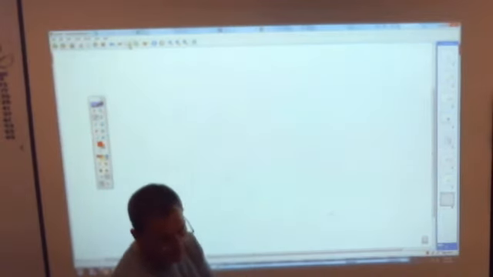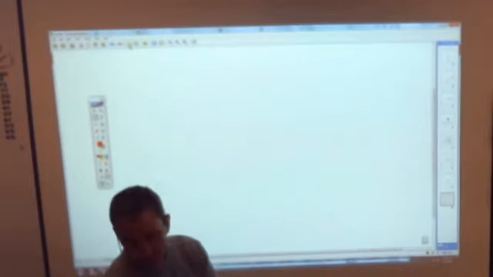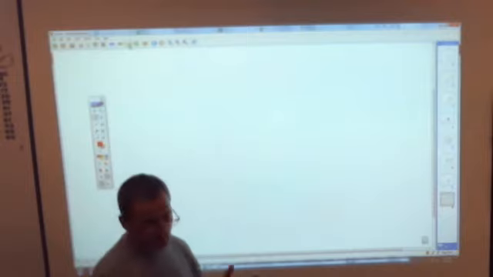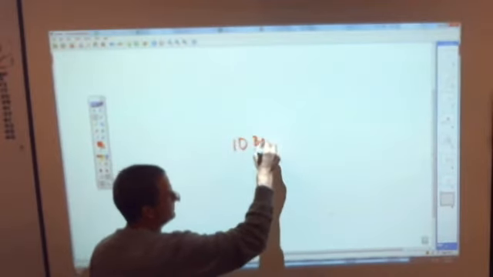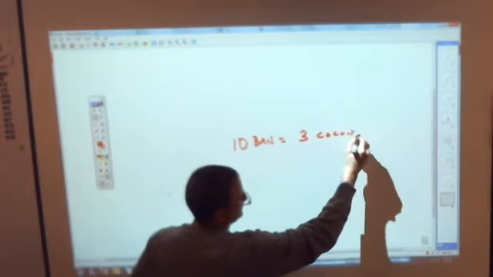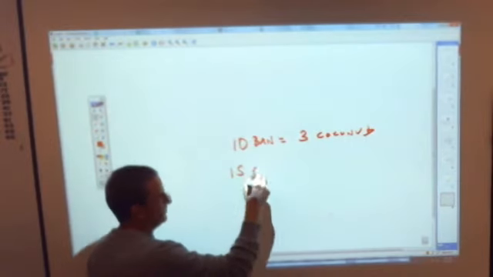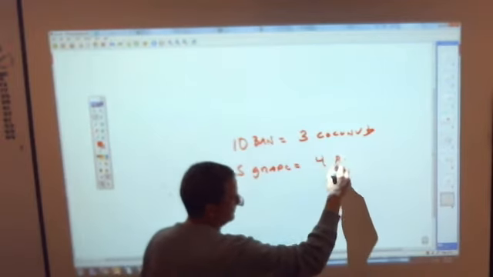Let's say you go to a deserted island, and well, I guess it wouldn't be deserted if there were a tribe of ancient native pygmies there. And instead of money, they use fruit for currency. So they give you this: 10 bananas equals 3 coconuts. And 15 grapes equals 4 bananas.